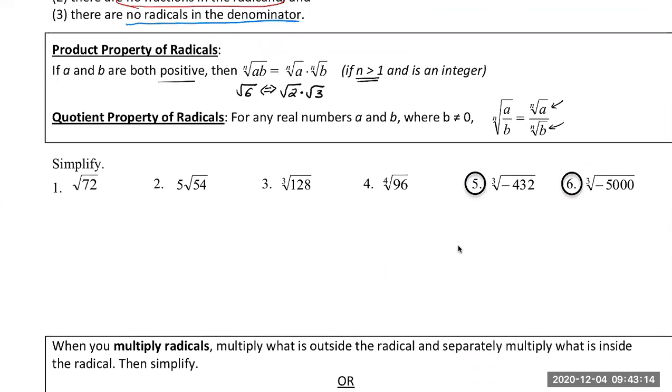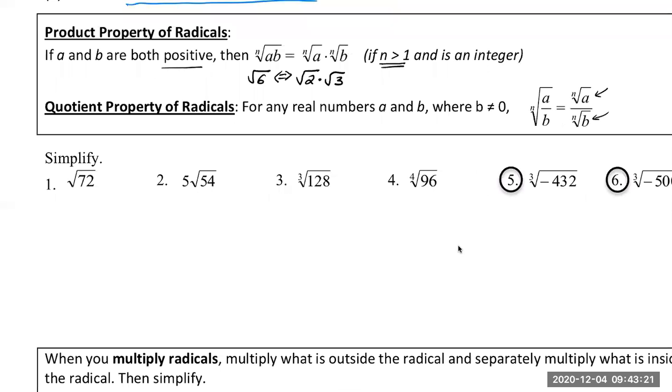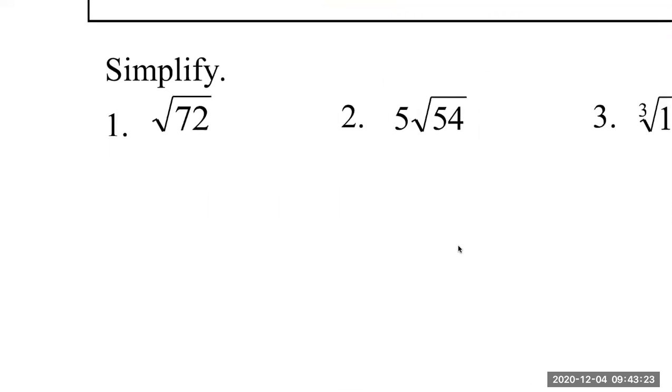So let's simplify 1, 2, 3, and 4. And then as a try this, you'll do 5 and 6. So for number 1, when you're simplifying square roots, it might help to do a little factor tree. So 72 would be 2 times 36. And you're looking for pairs. 36 is 6 times 6.